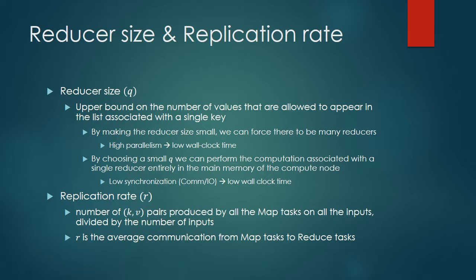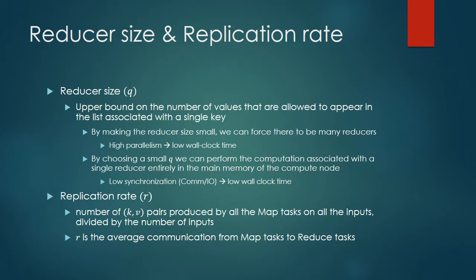So this is just telling you, you look at all the key value pairs produced. So you had some input, and the map is producing a bunch of key value pairs. For example, the one-pass algorithm produced way many more key value pairs than the two-pass one, right? We take all of them and divide it by the number of inputs. The number of inputs is going to be the same. In the matrix multiplication case, it's 2n squared. We have 2 n by n matrices, so the input size is 2n squared.